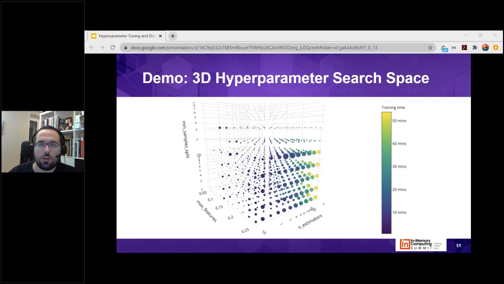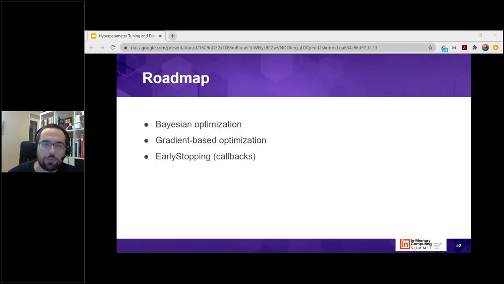Okay, and we could go to the last chapter. But before that, of course, there is much work here for Ignite ML contributors: addition of optimization methods such as Bayesian optimization or gradient-based optimization, and improvements such as early stopping logic, which is based on a condition and could be implemented via callbacks. All of them are on the roadmap.